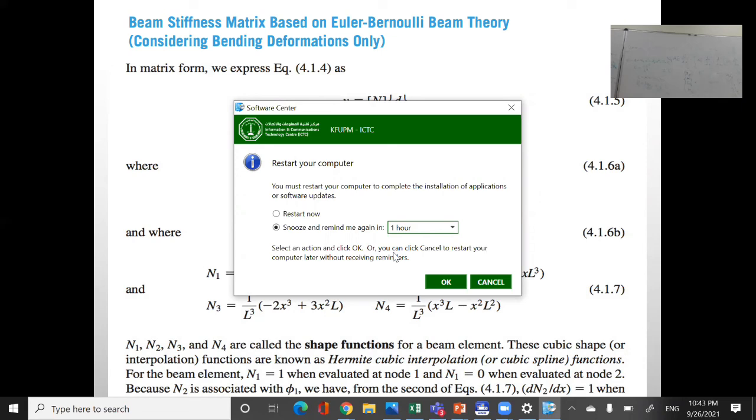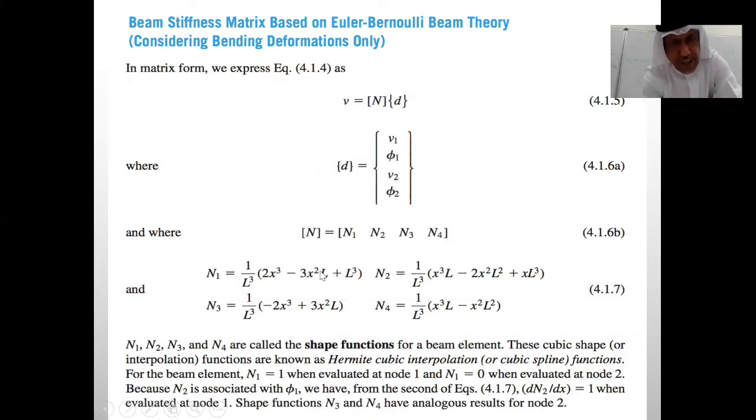So evaluate N1 at x equal to 0. Do we get 1? Okay, evaluate at x equal to L. 0. Okay, let's go to N2. Evaluate N2 at node 1. Do we get 1 or 0? We get 0. Put 0 here. So how come N2 is 0?